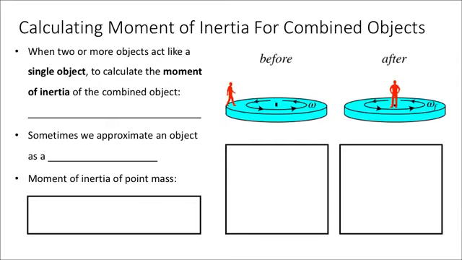All right, now that was great for a single object, but what happens when we have multiple objects interacting with each other, like in the case of a collision? In a moment, we're going to take a look at an example of how to go about looking at conservation of angular momentum when we have collisions.